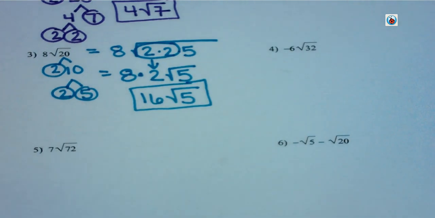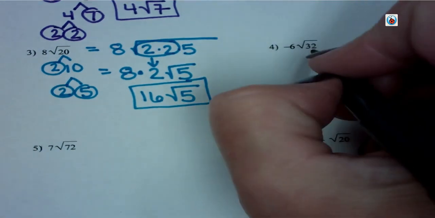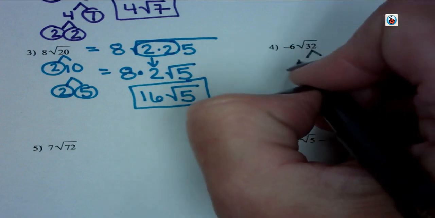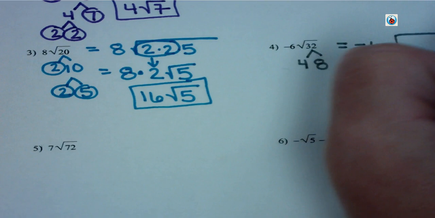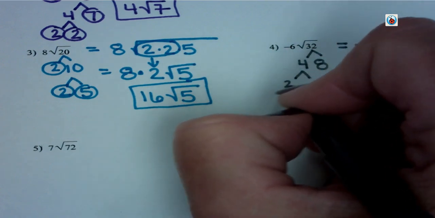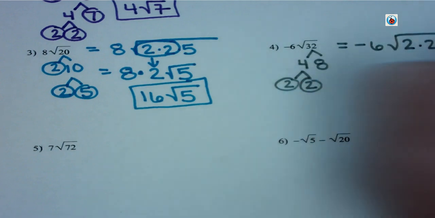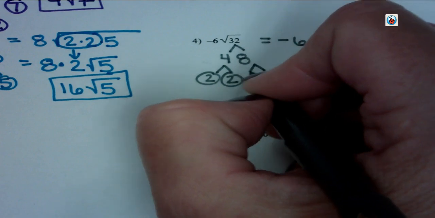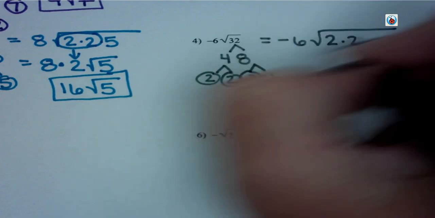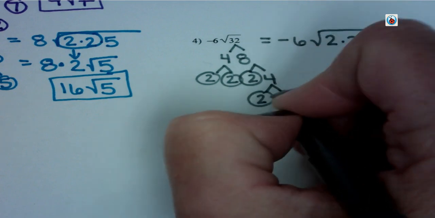Okay, number 4, we're going to work exact same way. Even though that's a negative 6 out there, it's not really going to change how we approach it. So 32, I'm going to do as 4 and 8. 4, I got to break down some more to 2 and 2. Going to bring my 2's up here. 8, I got to break down to 2 and 4. Bring that 2 up and bring this 4 and break it down to 2 and 2.